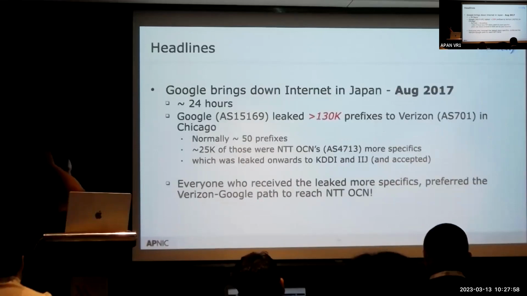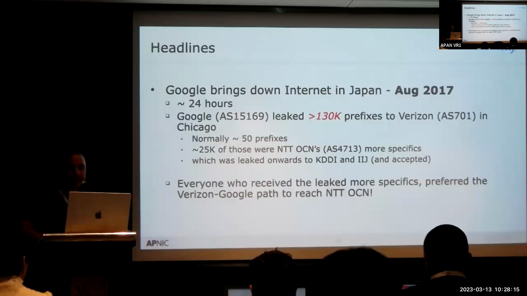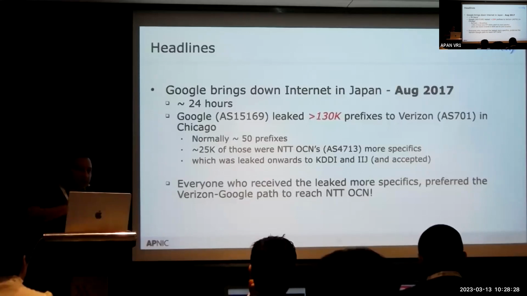Again, here are more examples. In 2017, Google leaked around 130,000 prefixes. That was a long time back, actually. Around 25,000 of them were NTT OCN's prefixes. That is one of the big providers in Japan, right? And this was advertised to other providers like KDDI and IIJ, Internet Initiative Japan, who accepted it and propagated it further, right?